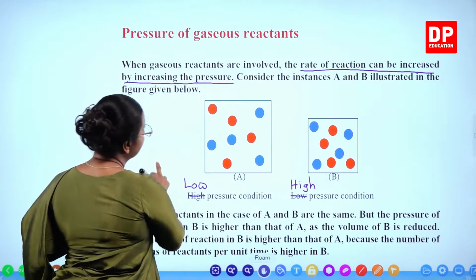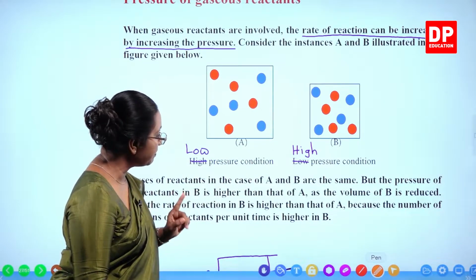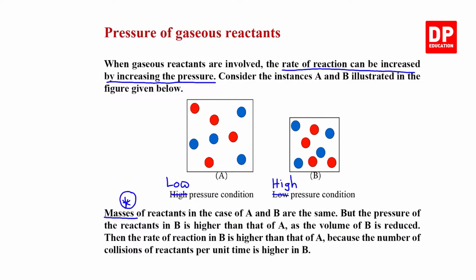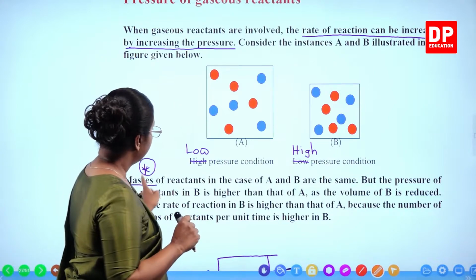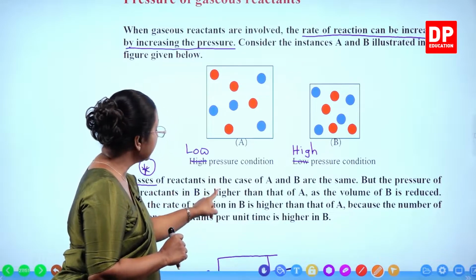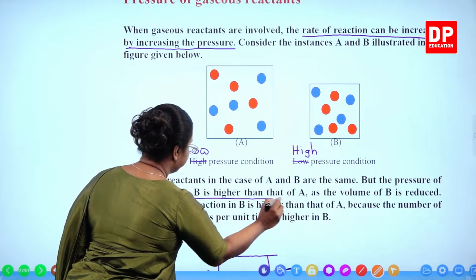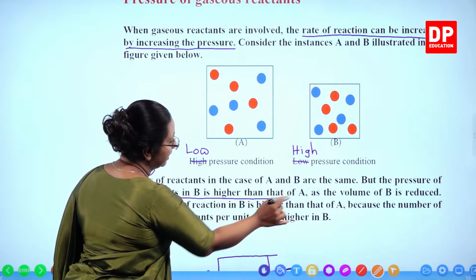So, if we read the explanation, masses of reactants in the case of A and B are the same. So, here we say masses. When we say masses, we counted the number of particles. There are 4 particles of red and 4 particles of blue color reactants. So, that means the same mass of both the reactants in both instances. But the pressure of the reactants in B is higher than that of A. So, like I corrected it to you all, you can see here. The pressure of the reactants in B is higher than that of A.